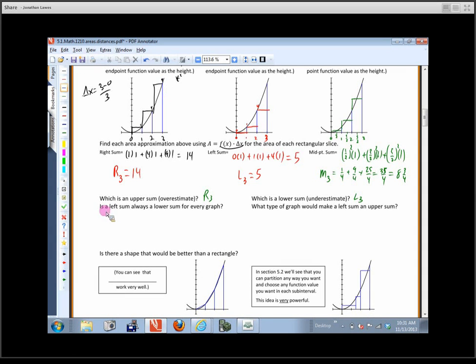Okay? Is a left sum always a lower sum, no matter what the graph looks like? Nope. Could you think of one where a left sum would be an overestimate? Just go to the other side of the parabola. In other words, if you've got a decreasing function, then every time you choose the left, you're going to have an over approximation. What type of graph would make a left sum an upper sum? It would have to be decreasing, at least on that particular interval.